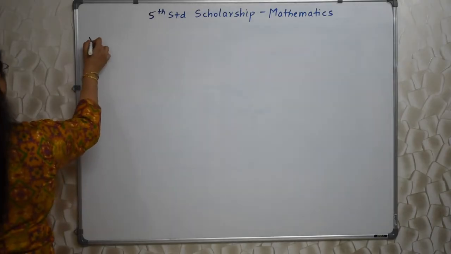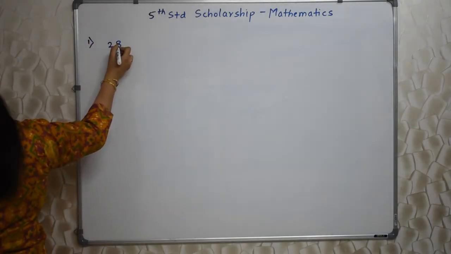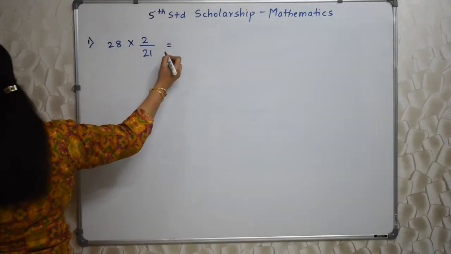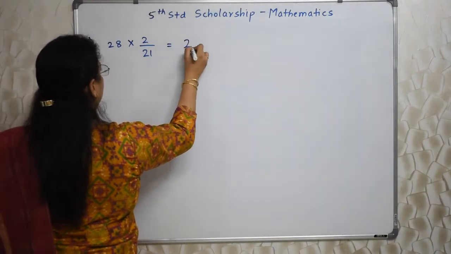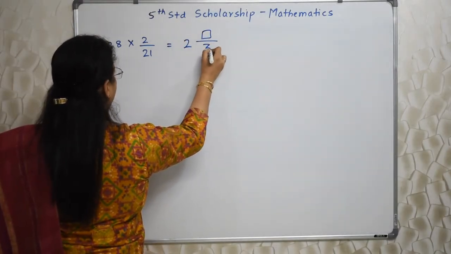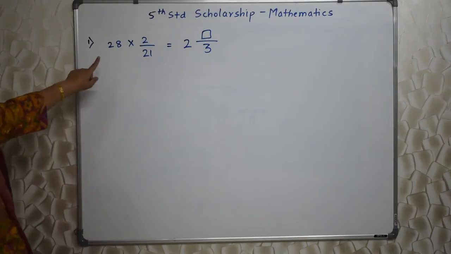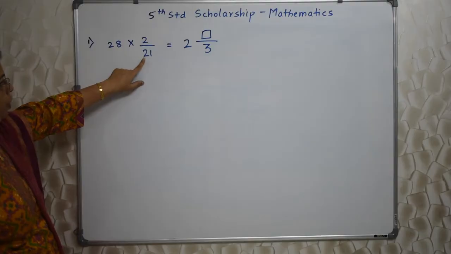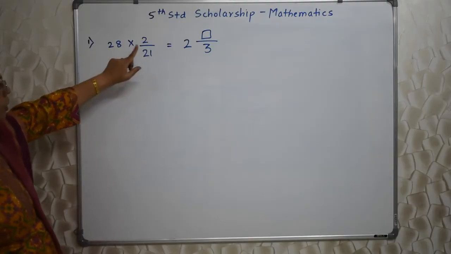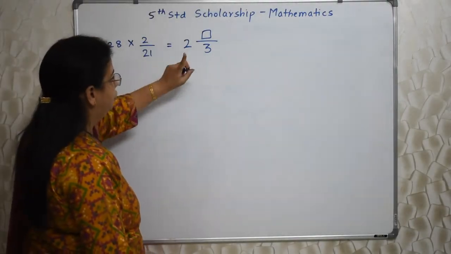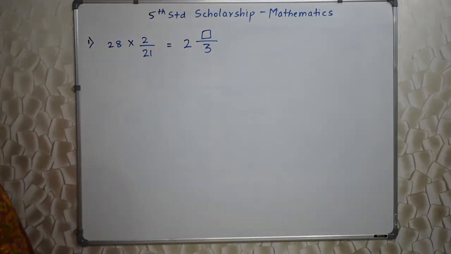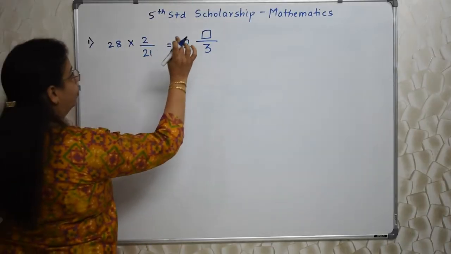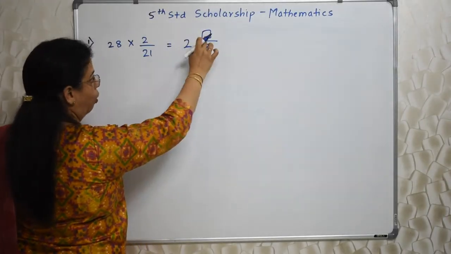First sum: 28 into 2 upon 21 is equal to 2 box upon 3. See students, this is just the multiplication of two numbers, one fraction and one integer. This is written in the form of a mixed fraction. Please be careful here, they are totally different. Now we want to find out which number will come in place of this box.